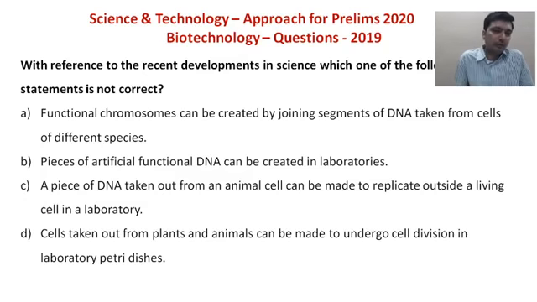Right. So next we'll talk about, with reference to the recent developments in science, which of the following statements is not correct. I really like this question because they're asking your overall understanding in biotechnology to see which of these statements are not correct. So first one is functional chromosomes can be created by joining segments of DNA taken from cells of different species. Can we take DNA from different species, combine them to form one functional chromosome? I have not heard about this being done. Okay, yes, synthetic chromosomes were made by Chinese scientists in East, but not by joining DNA segments coming from different species like that. So this I'll put on hold, and let's see the other options.